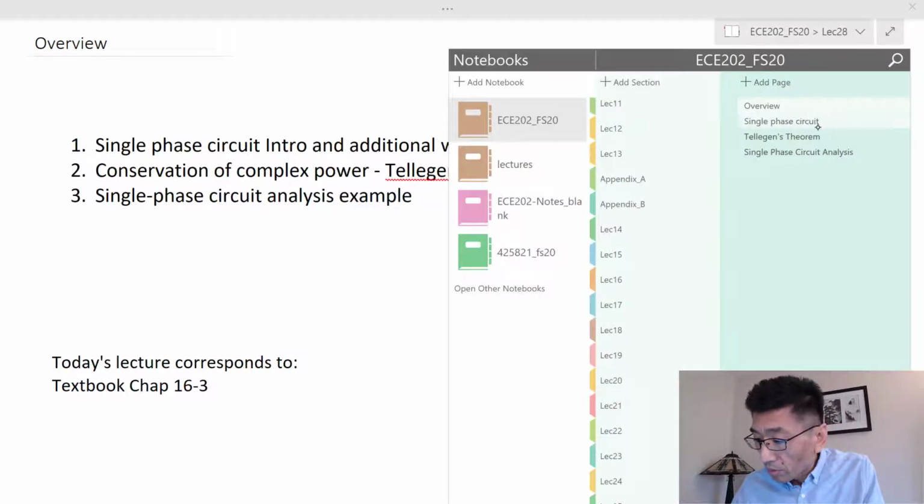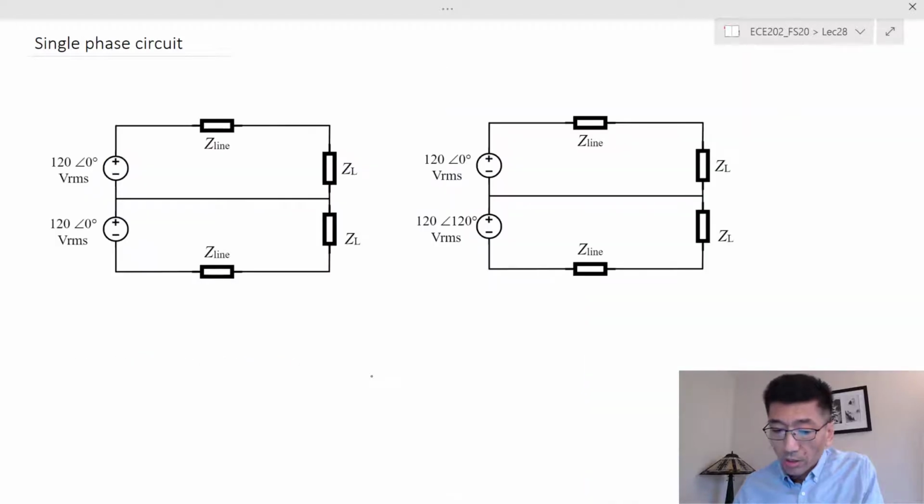Let's start with the first one. What is a single-phase circuit? If you have only a single source, a single AC source, that's definitely a single-phase circuit. But if you have multiple sources, you could still have a single-phase circuit.